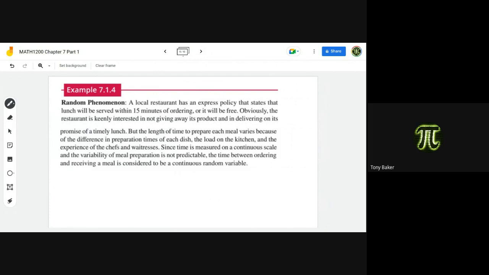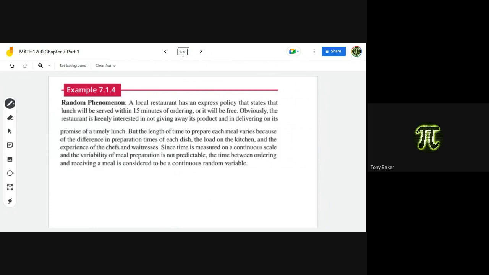All right. So a local restaurant has an express policy that states that lunch will be served within 15 minutes of ordering, or it will be free. Obviously, the restaurant does not want to give away products, but the length of time to prepare each meal varies because of the difference in preparation times of each dish, load in the kitchen, and so on. It actually says it there. Would this be continuous or discrete?